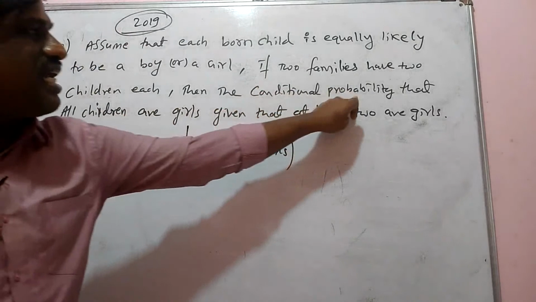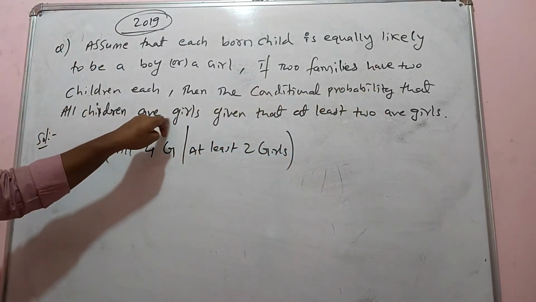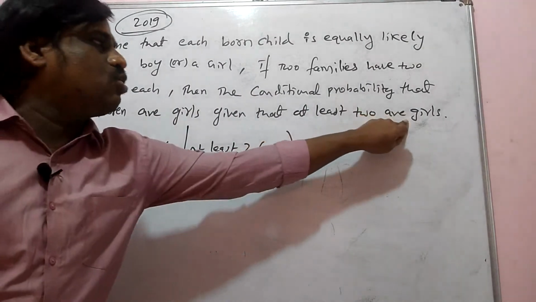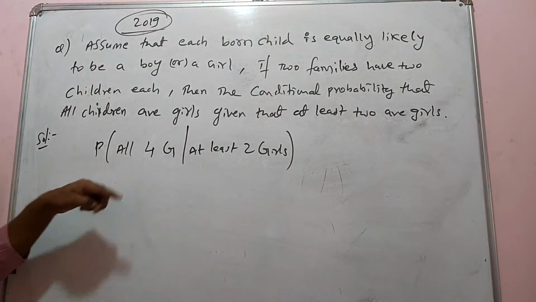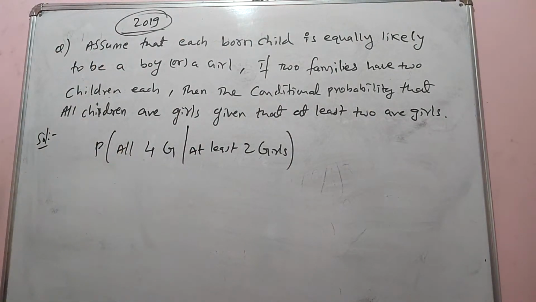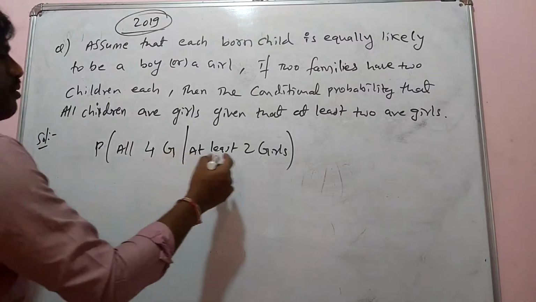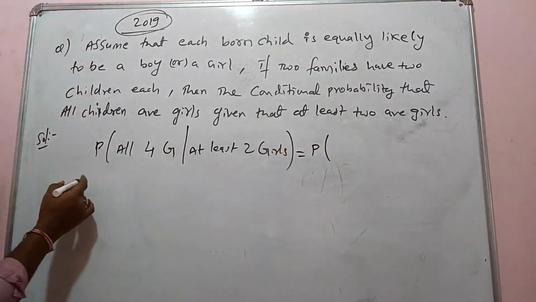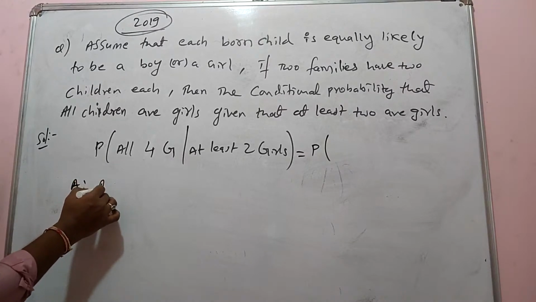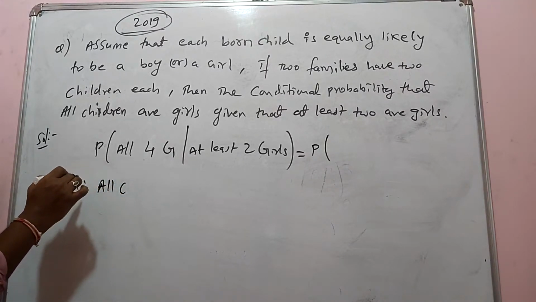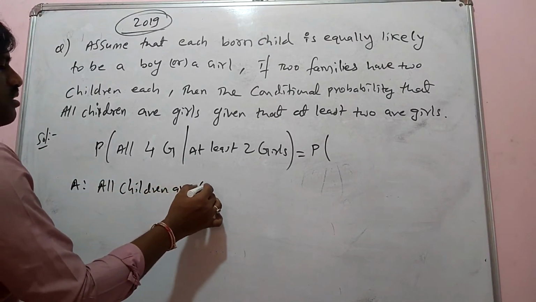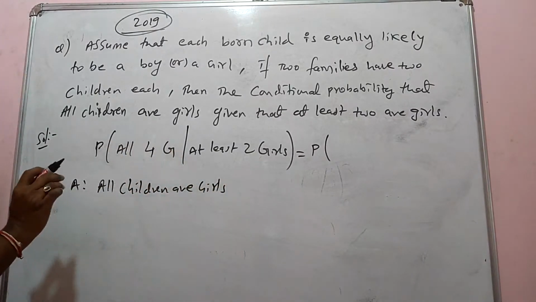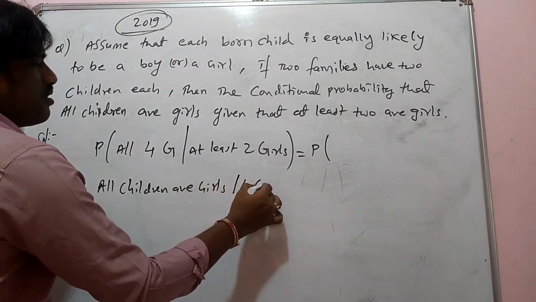And the condition is the probability that all children are girls, given that at least 2 are girls. You have to find this conditional probability. All 4 are girls, given at least 2 are girls. Hope you are understanding this. Let us consider this is the A event. A event is all children are girls, that is 4 girls.